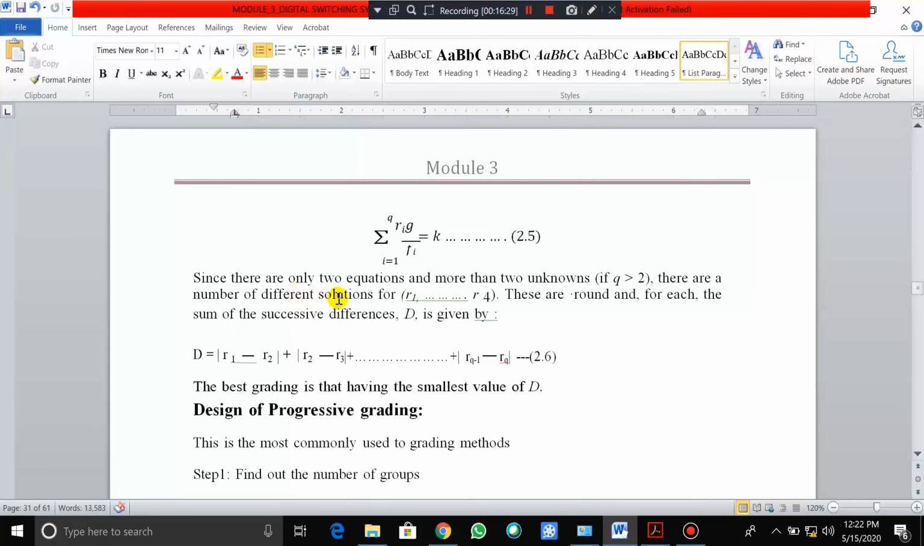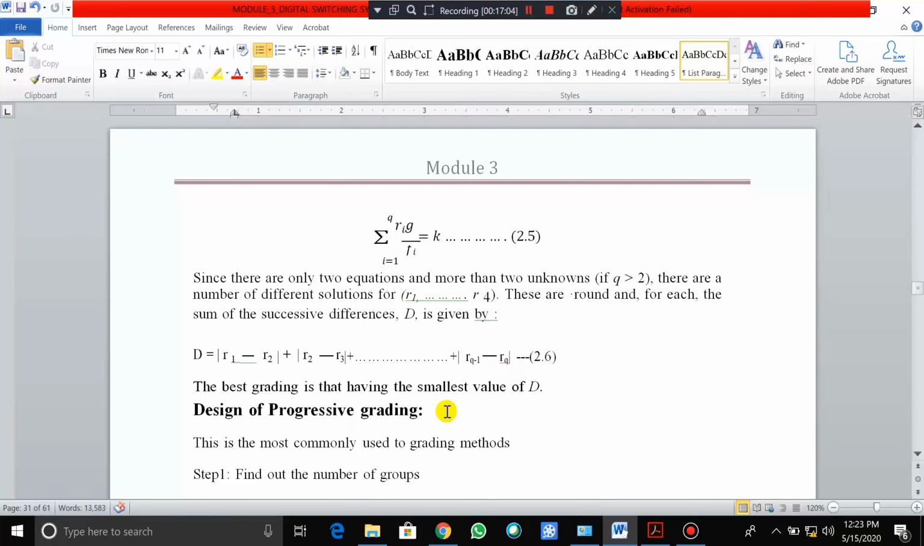Since there are only two equations and more than two unknowns, if Q is greater than 2, there are a number of different solutions for R(1) to R(Q). For each, the sum of successive differences, that is D, is given by D = |R(1) - R(2)| + |R(2) - R(3)| + ... + |R(Q-1) - R(Q)|.